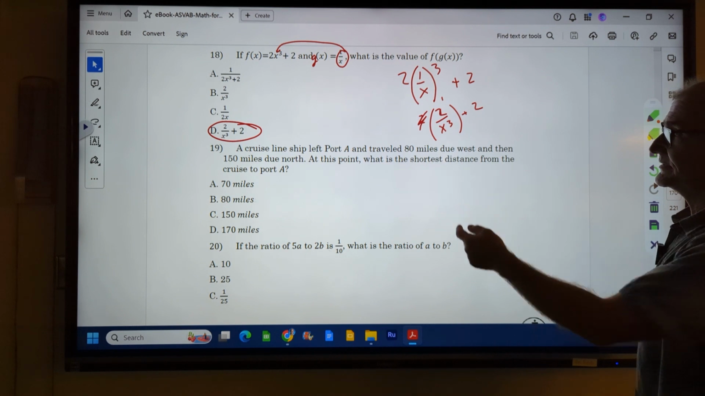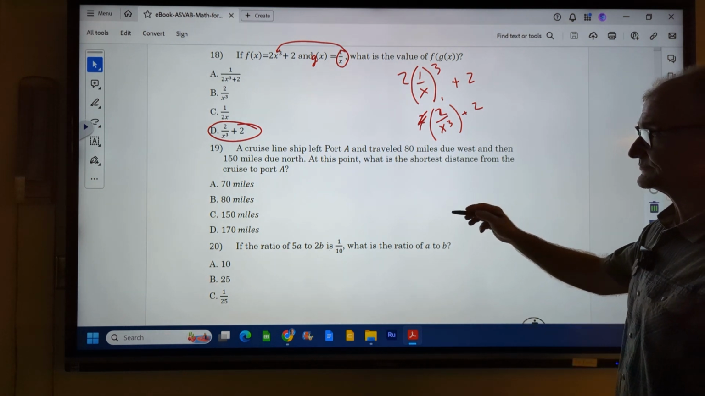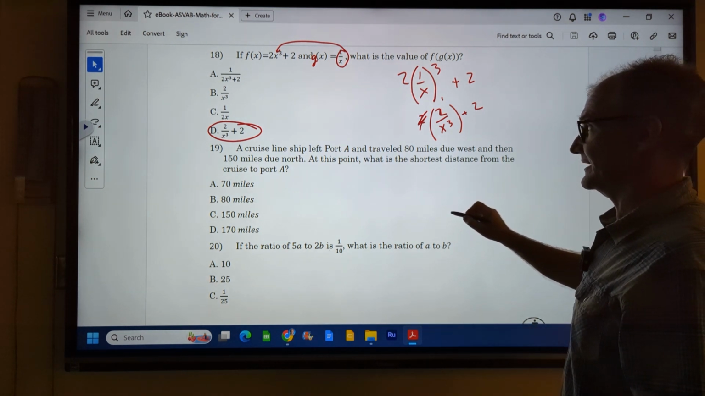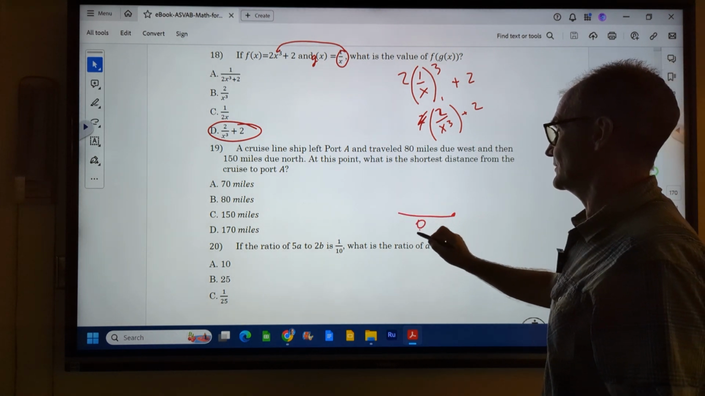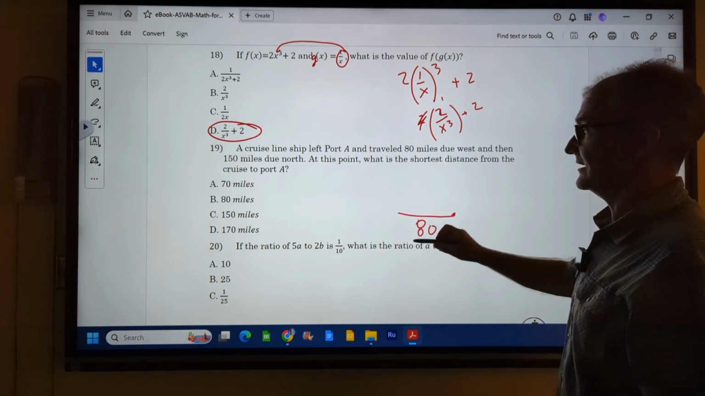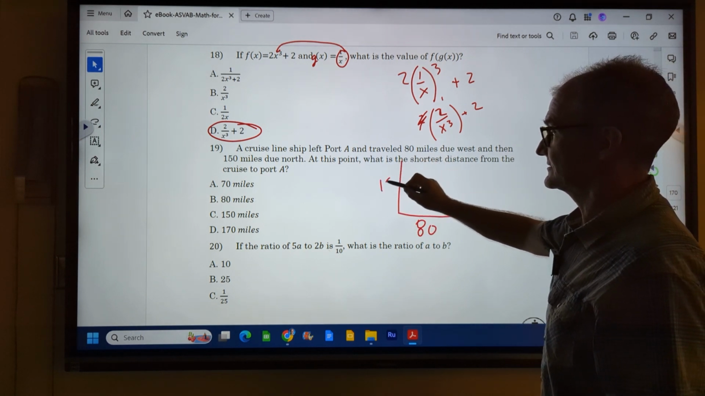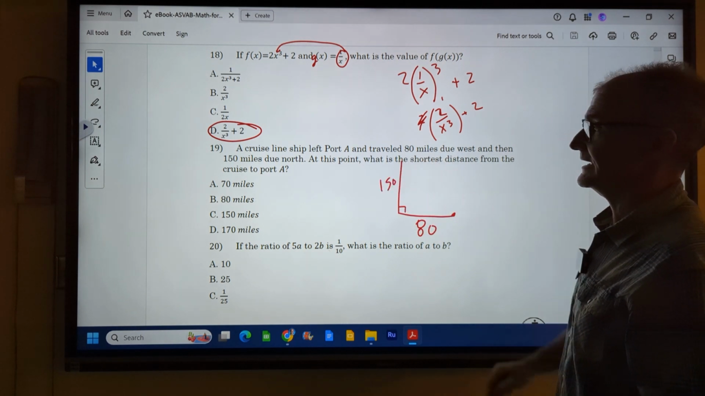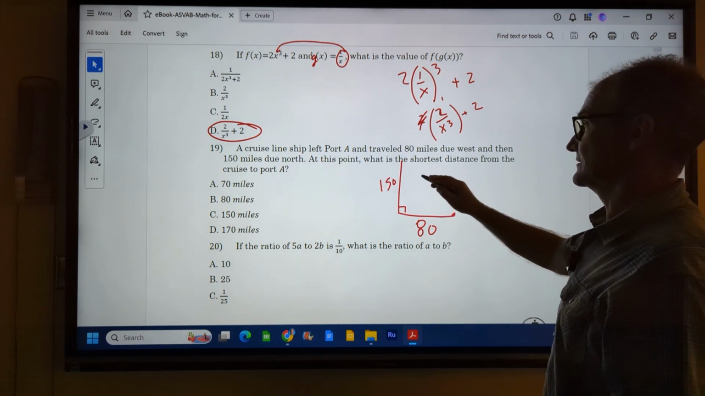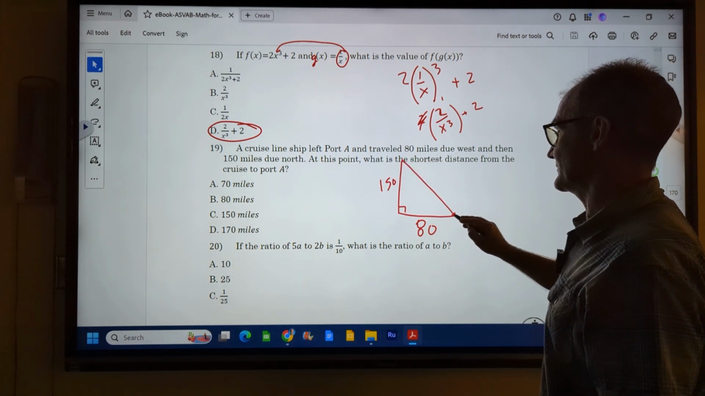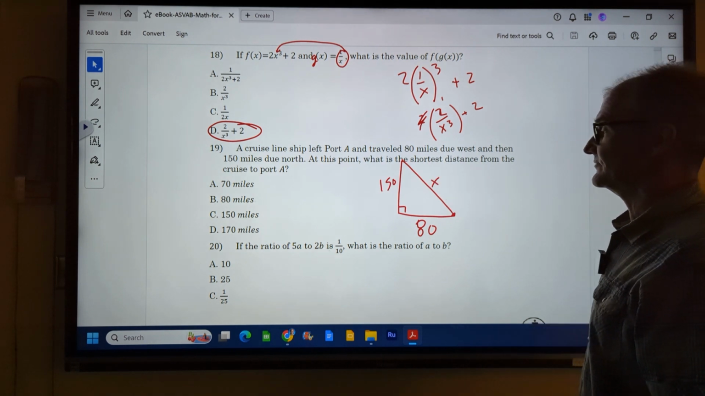Okay, this is similar to a previous one, but I think the number's a little different. A ship left port A and traveled 80 miles due west, and then 150 miles due north, creating a right angle there. What is the shortest distance the cruise to port A? So again, it's a hypotenuse. So this is what we're looking for.